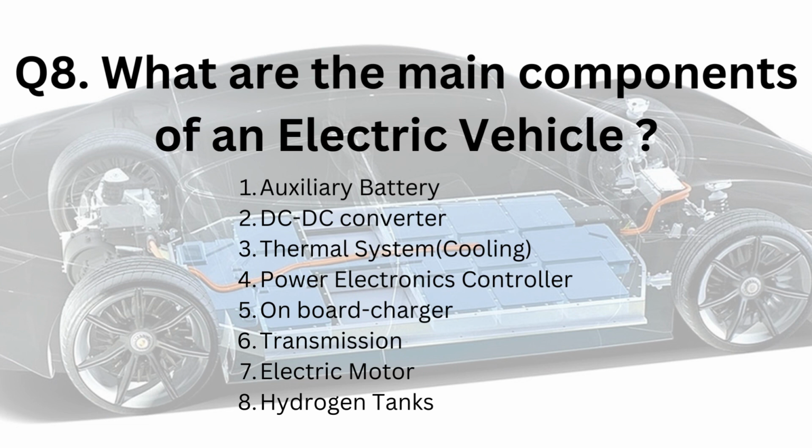Okay, DC converter is there. Thermal cooling systems are there to cool the battery and to cool the electronic system, and one power control system is there. We can say that a power electronics controller is there, onboard charger is there, transmission is there, electric motor is there, and hydrogen tank is there in case of the hydrogen fuel electric vehicle.